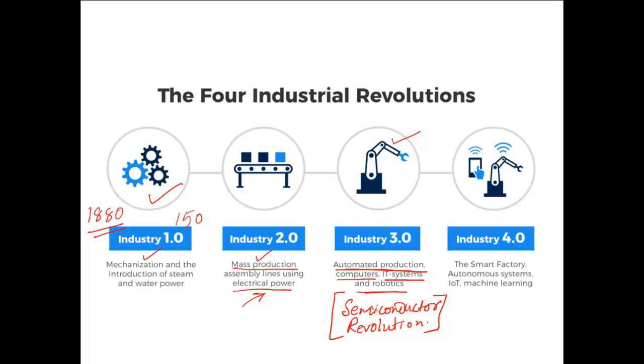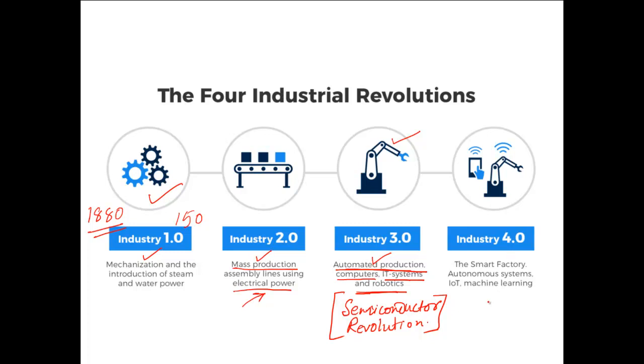So now the boom that we see in the IT sector, in the computers that we see, things are getting smaller and smaller and faster accordingly. So we are able to realize robotic systems in parallel to all these things. This is referred to as Industry 3.0, where automated production is possible.